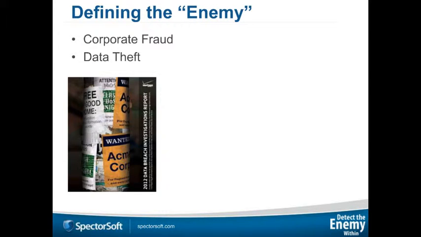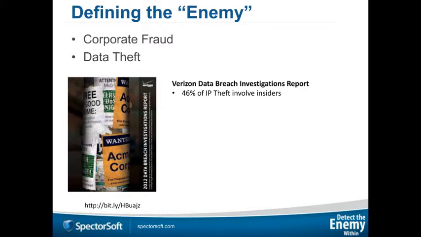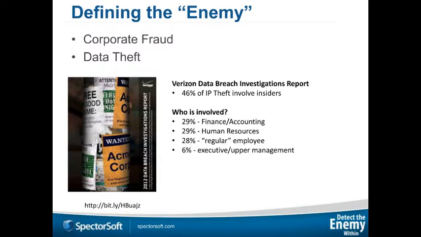Verizon every year puts out their data breach investigations report. And in there you can see that they've cited that, for IP theft as an example, 46% of the time it involves an insider. So it's not just external, it's insiders that have access to this data. Who's normally involved? You can see some of the stats here: finance and accounting, human resources. If I jump to the last one, executive and upper management.